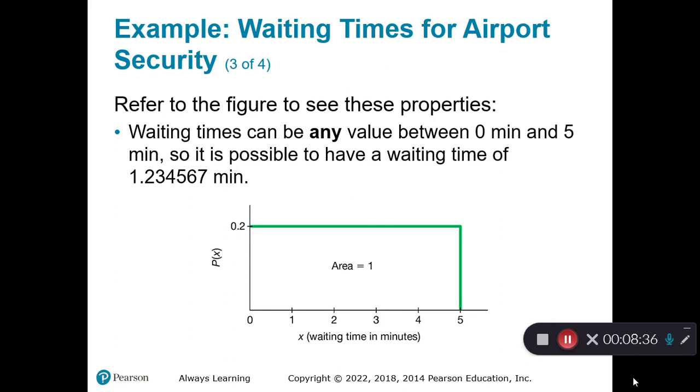Waiting times can be any value between 0 minutes and 5 minutes, and any number between 0 and 5 is equally likely to occur. So possible values are real numbers between 0 and 5. For example, a waiting time of 1.234567 minutes would be possible. In fact, there's no boundary as far as how many decimal points we can go out in our precision of counting the waiting time. So it is a continuous variable.